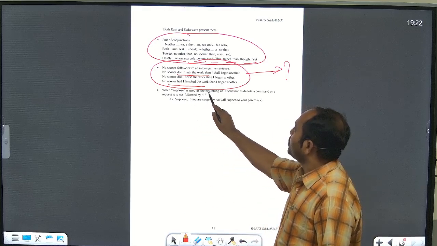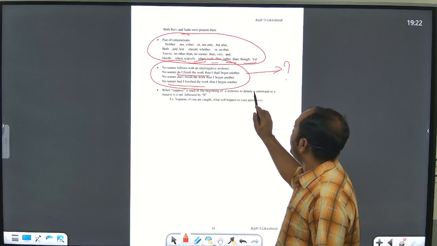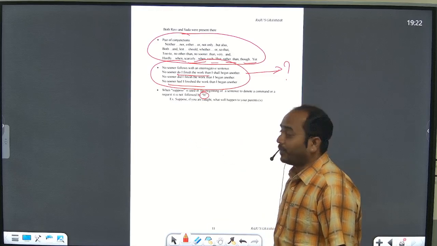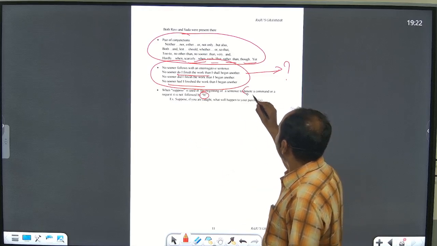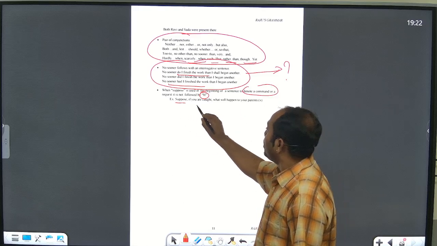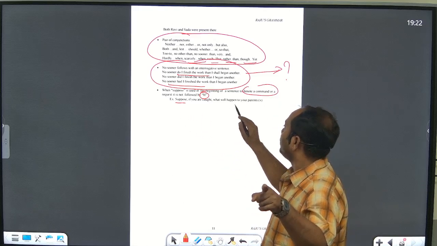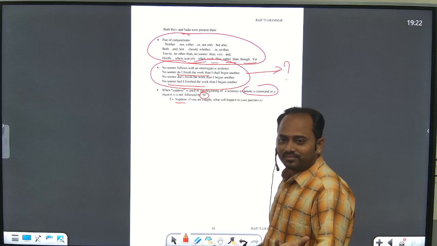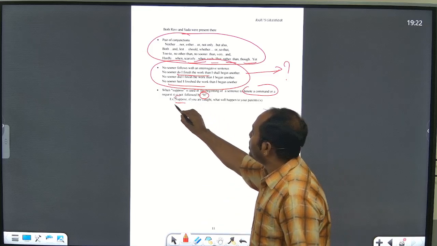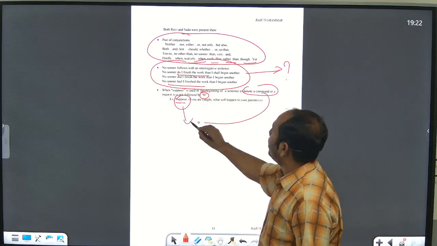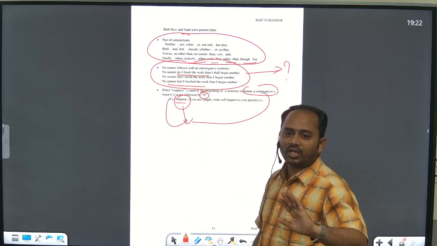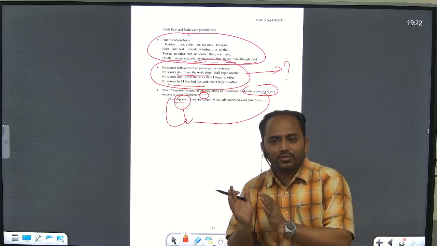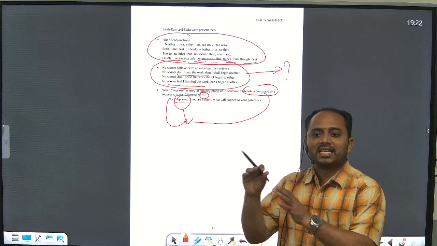When suppose is used in the beginning of a sentence to denote a command or a request, it is not followed by if. If it is denoting a command or request, for example, suppose you are caught, what will happen to your parents? It is like a request. So when suppose is used to indicate a command or request, then if should not be used. So these are some of the corrections which we have to remember for the examination.